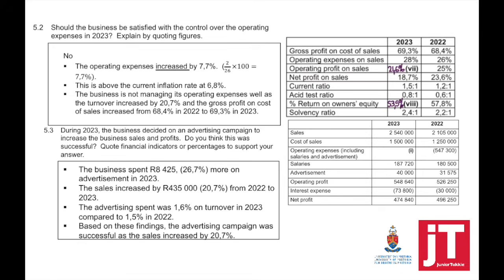The advertising spend was 1.6% on turnover in 2023 compared to 1.5% in 2022. This means that if you take your advertisement and you divide it by the sales times 100, that is how much you spent on it. So based on these findings, the advertising campaign was successful as the sales increased by 20.7%. We increased our sales by 435,000.